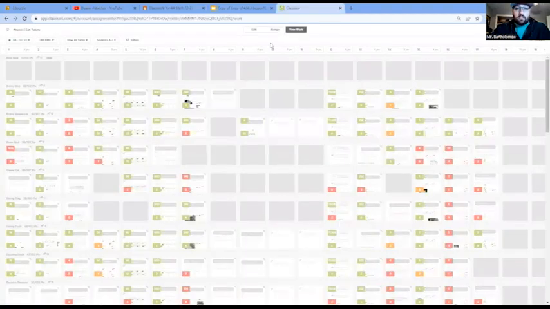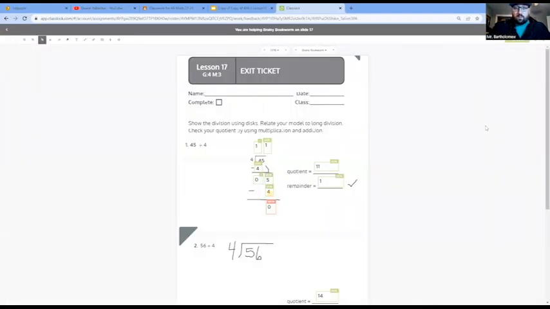Now, ClassKick does a really good job of allowing me, really quick at a glance, some really informative data that I can use to drive instruction. So we haven't completed lesson 18 yet, but we can look at today's lesson 17, where we were looking at finding whole number quotients and remainders.